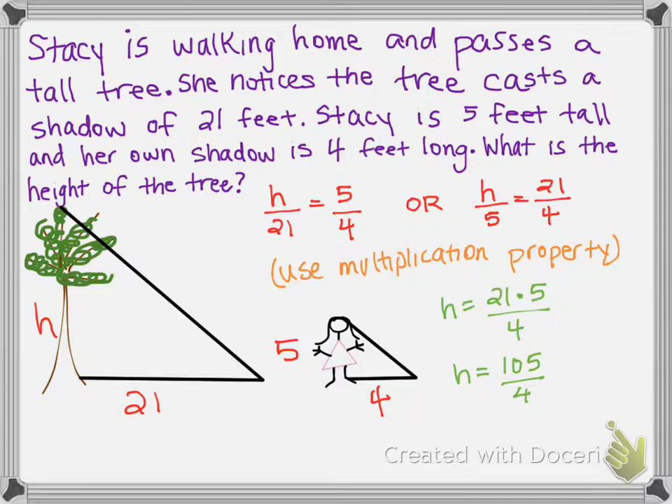Now, this is a correct answer, and we cannot reduce this answer because there's no number that will divide 105 and 4. So, like I mentioned before, you can leave your answer like this and it's correct, but this doesn't give us a very good indication of how tall the tree actually is. So if you went ahead and actually divided 105 by 4, you'd see that that's 26.25 feet. So this tree was 26.25 feet tall.